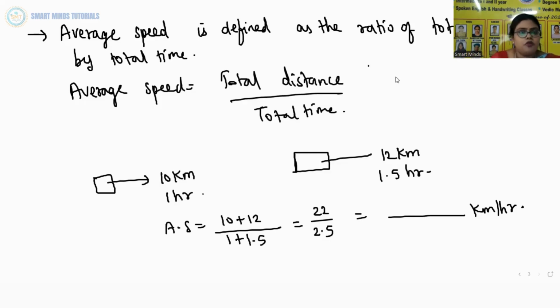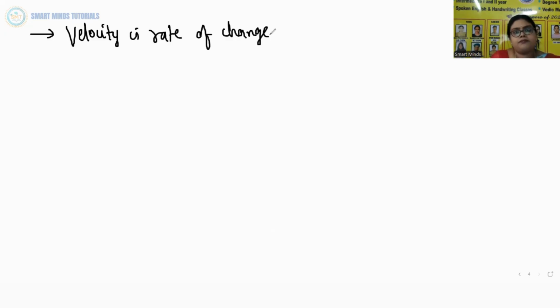Now let's move on to velocity. So I hope you understood what is speed. Speed is rate of distance traveled. Okay. So now moving on to velocity. What is velocity? Velocity is rate of change of displacement.